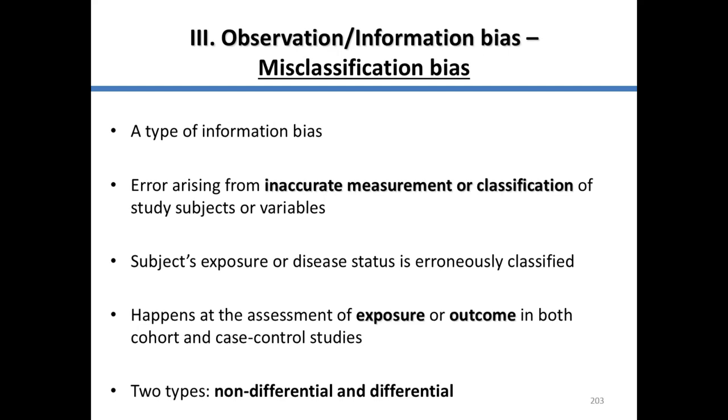Inaccurate measurement, misclassification. It's a type of information bias. Recall bias is a misclassification bias as well. So misclassification is the broader term, recall bias being the more specific example. Misclassification could also be from a faulty sphygmomanometer, or a faulty blood pressure cuff. So that's not recall, but it's another form of misclassification bias. It says that you have hypertension when you don't. That's misclassification. It says you don't have hypertension when you do. That's misclassification. Next slide, please.